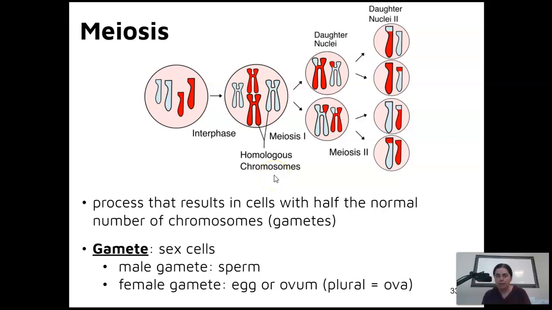Okay, meiosis. Here's where I did change things. So if you printed out the first set of notes, I have definitely changed the notes packet for this. So I've got this picture added in. And meiosis is a process that results in cells with half the normal number of chromosomes, or gametes. And then we have the definition of a gamete. Gametes are your sex cells, and that for males is sperm, and for females that's the egg or ovum.